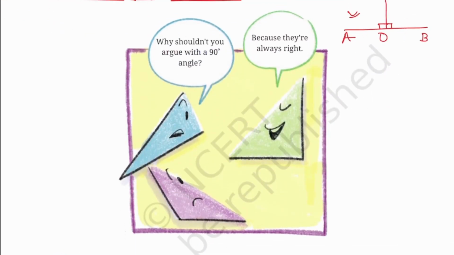You can see a picture is given here. This set square asks this set square, why shouldn't you argue with a 90-degree angle? This set square replies, because they are always right. 90-degree means right. And in reply, he says they are always right. So you shouldn't argue with a 90-degree angle or right angle because they are always right.